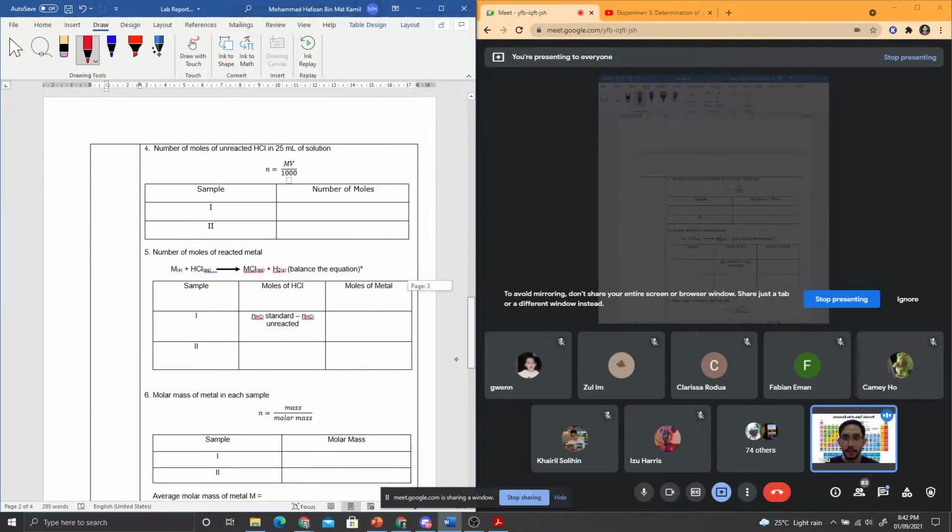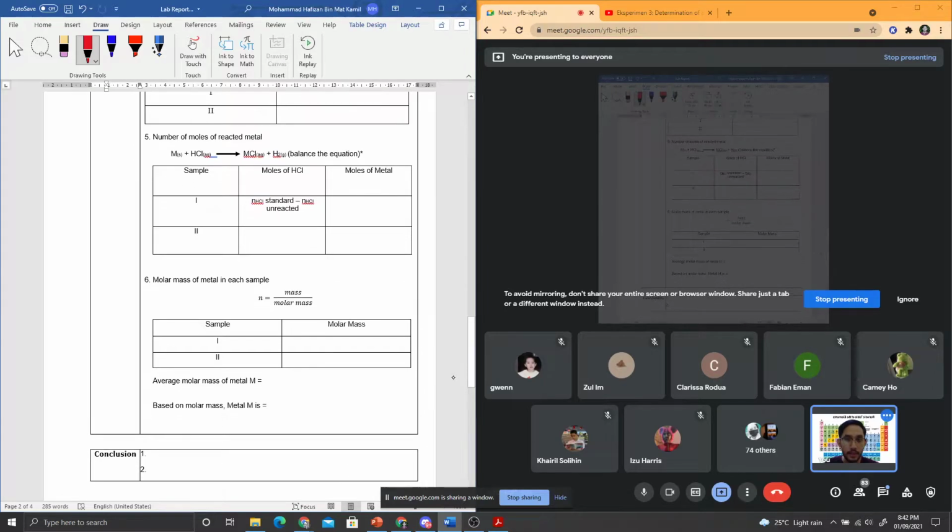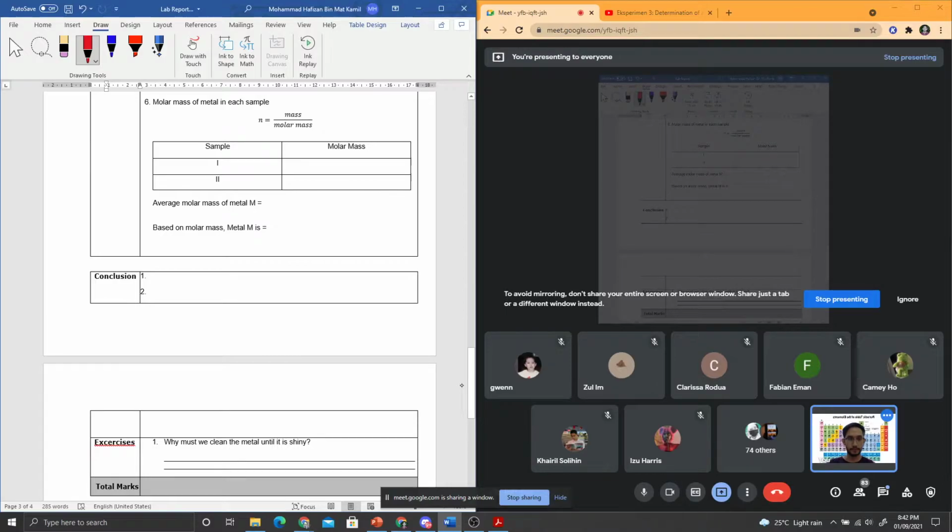Sekejap lagi kita bincang. There's a lot of calculation. This one I just bagi tahu you macam mana nak buat. Nanti you punya tu you boleh padam lah. Padam benda ni. And then conclusion.